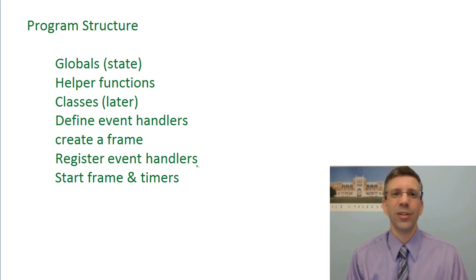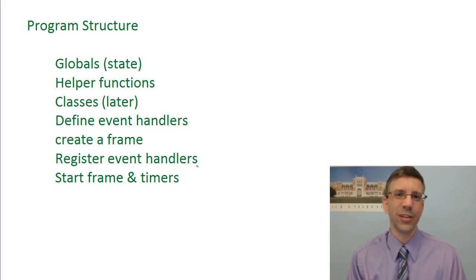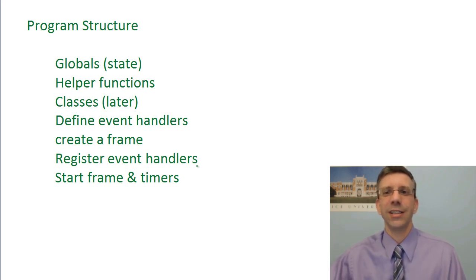You look at your programs and you go down the list and you either say, hey, I have my globals or I don't need any in this program. I have my helper functions or I don't need any, and so on. And if you do that, you will have a much easier time at generating correct working simple GUI programs.